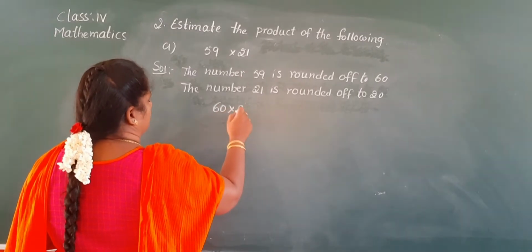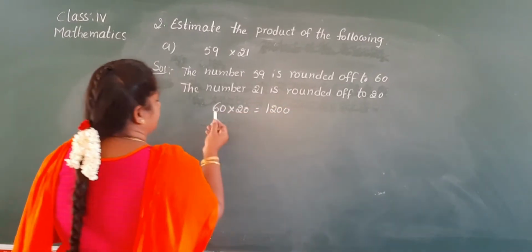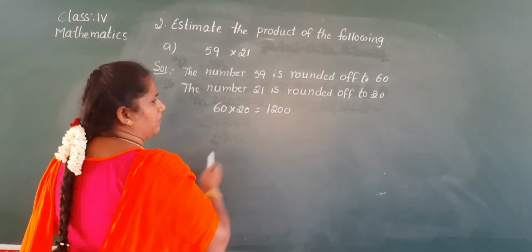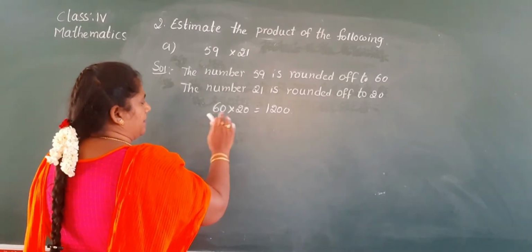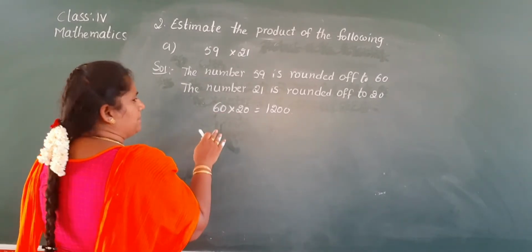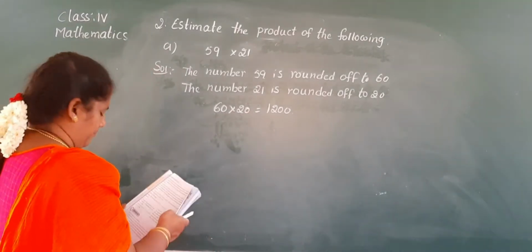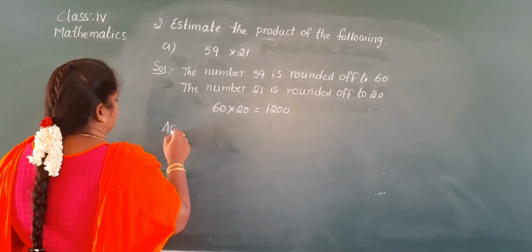60 into 20, 1200. See, ma, 6 2s are 12, and keep these 2 zeros in the ones and tens places. Okay? So first multiply the numbers. After that we'll keep the zeros to the right side of this number. Okay? Now we find the actual product.